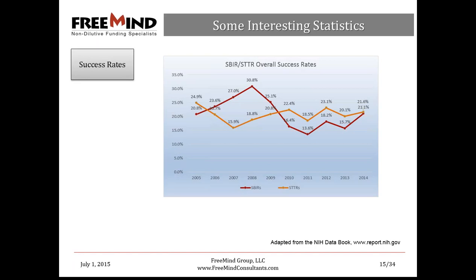Basically the take-home message here is, A, it's not easy, it's competitive. You need to really know what you're doing and how to do it to increase your chances of being awarded. But B, it's definitely possible. These are not insignificant or irrelevant percentages. These are real percentages. And this is the general average. If your science is better than average, or you have, as an example, very capable help in writing the application, obviously the success rates can be significantly higher.